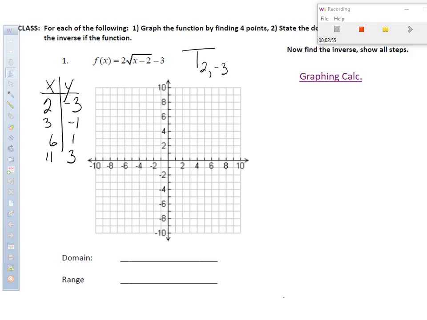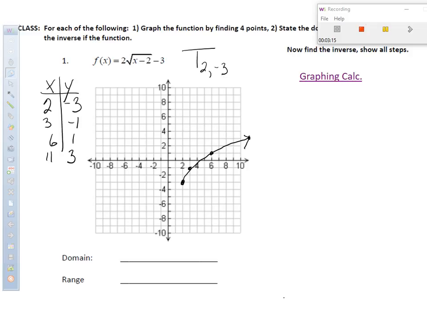Now we're just going to graph it. Here's my starting point at 2, negative 3. I've got 3, negative 1, I've got 6, 1, and then I've got 11, 3. Now, there's nothing down here. My square root graph starts here and looks like that.